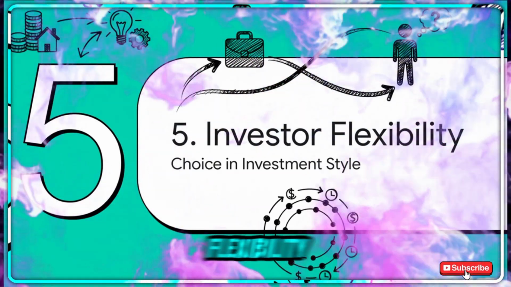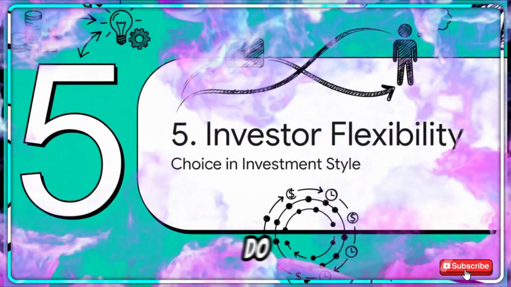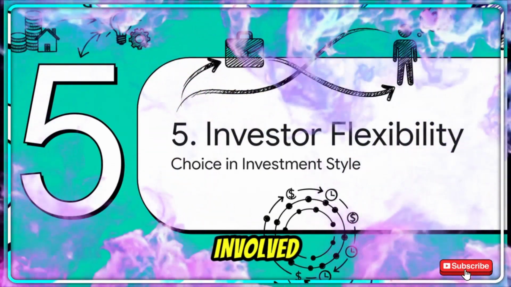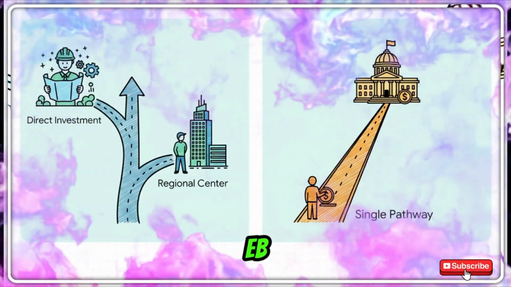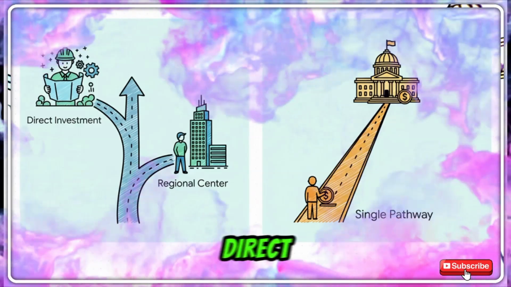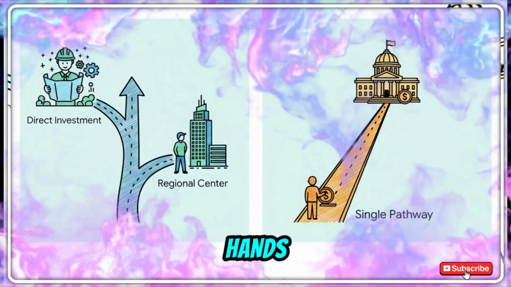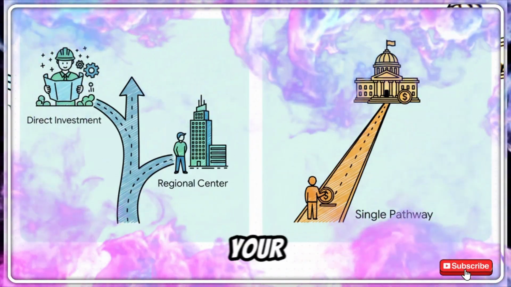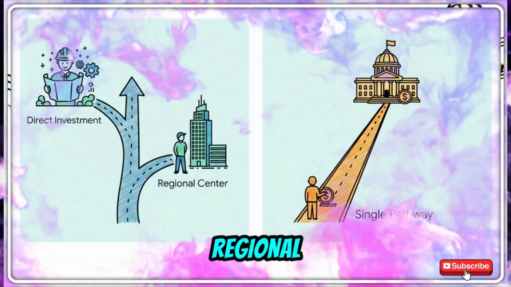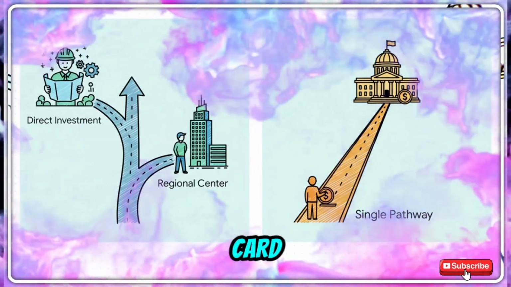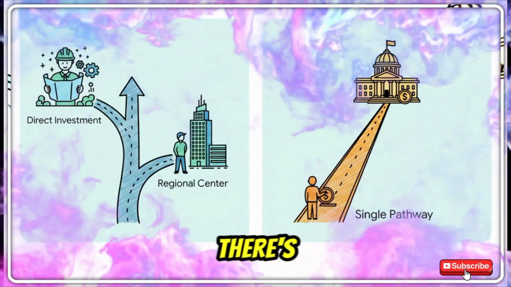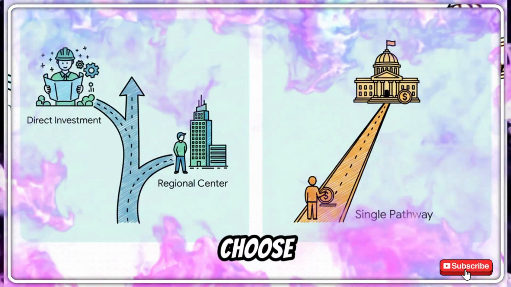All right, our last big point of comparison. This one is all about flexibility. How much choice do you, the applicant, actually have in how you structure things and how involved you want to be? With the EB-5 program, you've got two very different options. You can make a direct investment, which is a very hands-on approach where you might be starting your own business. Or you can take a passive route and invest through a regional center project. The Gold Card program, though, has just one pathway. You make a direct payment. There's no investment vehicle or style to choose from.